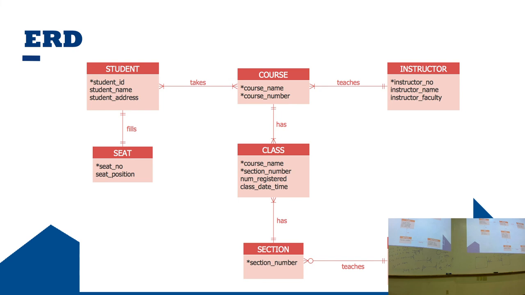Okay, so many-to-many relationship between student and class. We're going to add a new associative entity. And this associative entity, let's call it registration.